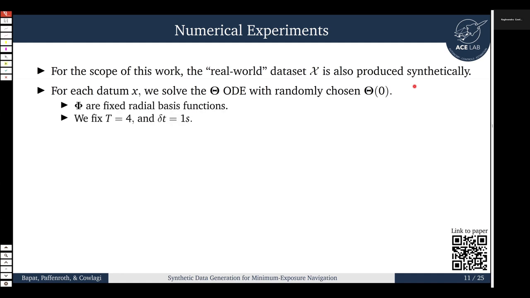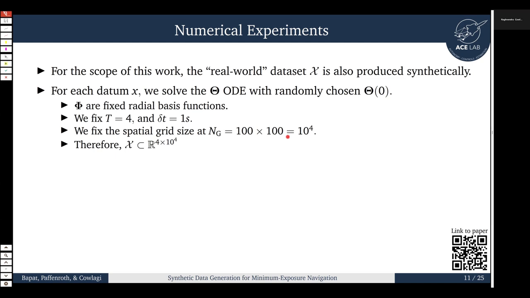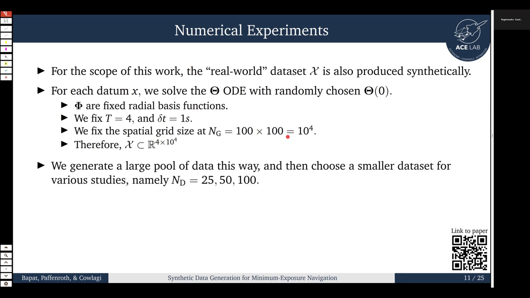The phi, like I said, are fixed radial basis functions. We chose a small interval for solving the equations, but then we downsampled that with 1 second intervals, and then we chose 4 of those as the interval of time at which we are going to record the data. And then the grid size is pretty large, so it's 10 to the 4, a 100 by 100 grid, and therefore each data point is a vector of 40,000 features, essentially. So we generate a large pool of data this way using many different initial conditions and process noise, and then choose a smaller data set for actual training of the models that we used.